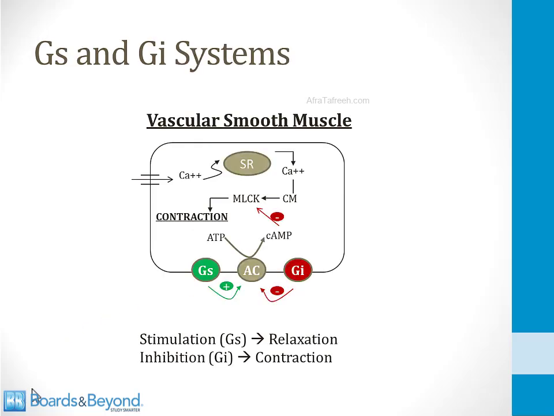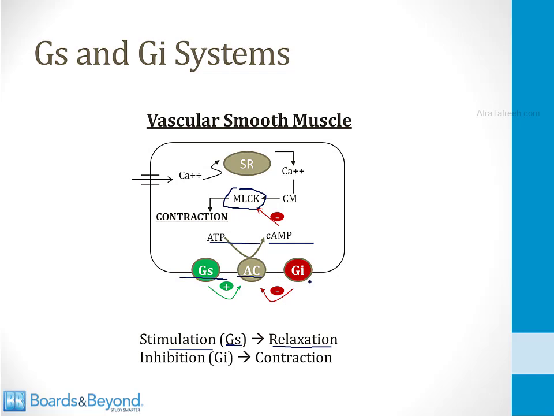Here's a drawing of the GS and GI systems and how they work in vascular smooth muscle. The GS proteins get their name because they stimulate or activate adenyl cyclase. This leads to conversion of ATP into cyclic AMP, and cyclic AMP inhibits myosin light chain kinase, just like we talked about before. That leads to relaxation. I've written this at the bottom of the screen. The GS proteins stimulate adenyl cyclase. That leads to relaxation.